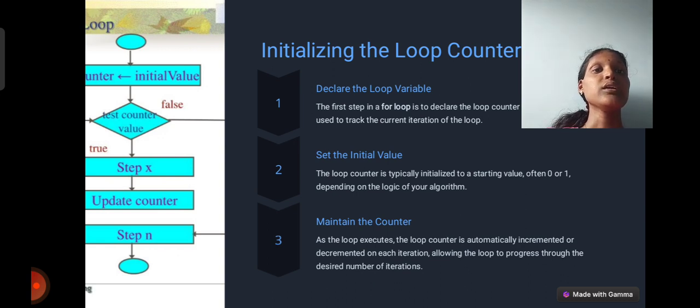Third is maintaining the counter. As the loop executes, the loop counter is automatically incremented or decremented on each iteration, allowing the loop to progress through the discrete iterations.